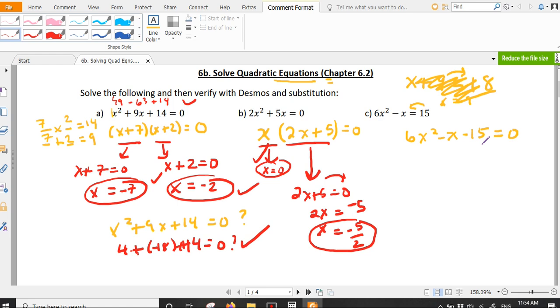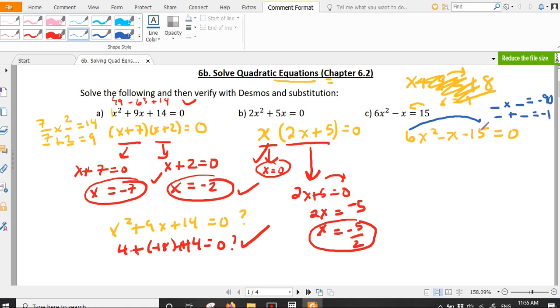Can I common factor 6, negative 1, negative 15? No, not really. Can I complex factor? Maybe. Let's find out. Well, I need two numbers that will multiply to give me, so let me just use blue, whatever 6 times 15 is. So 6 times 15 is 90. Okay, so I need two numbers that will multiply to give me negative 90, because negative 15 times 6 is negative 90, but at the same time must also add to give me negative 1.